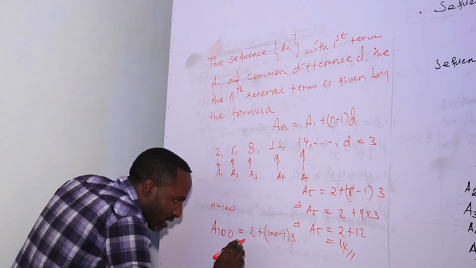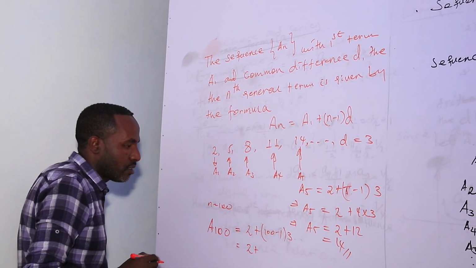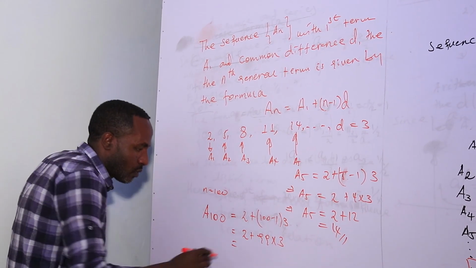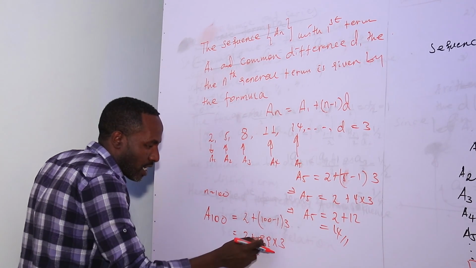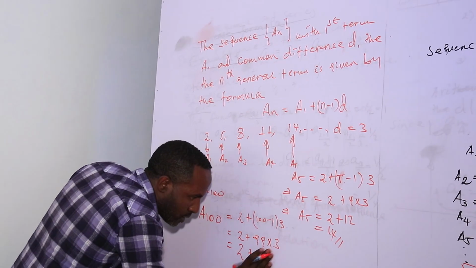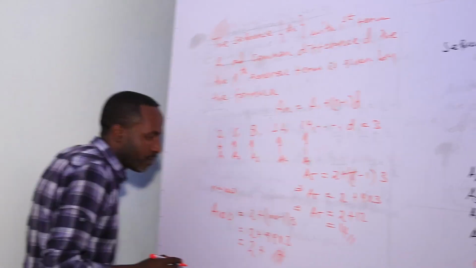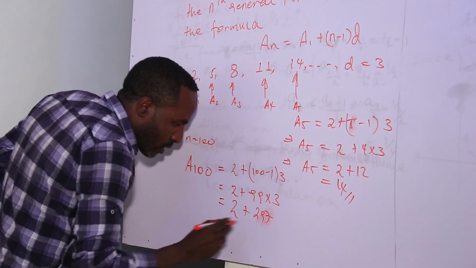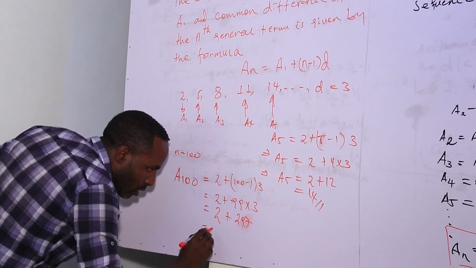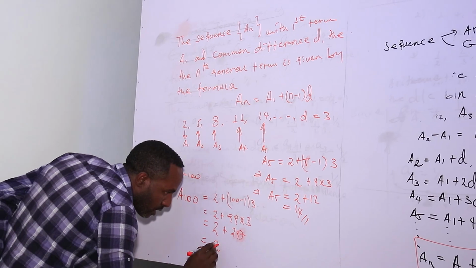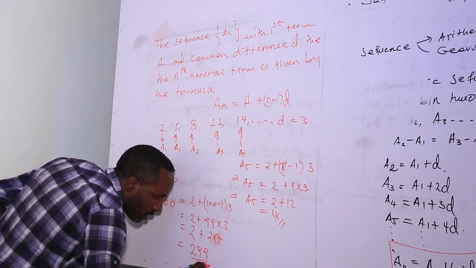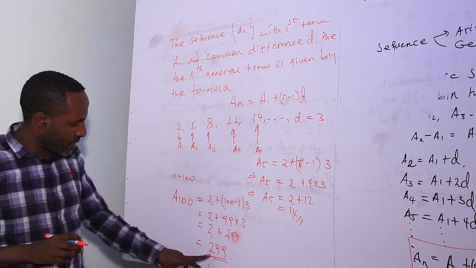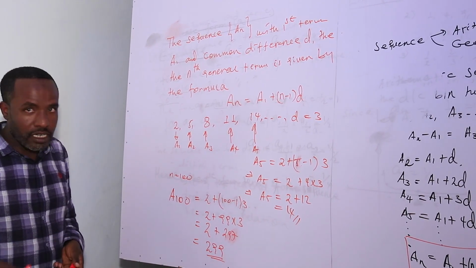So this implies 2 plus 99 times 3. This equals 2 plus 297. When you sum here, the sum is equal to 299. So the hundredth term of the given arithmetic sequence is 299.